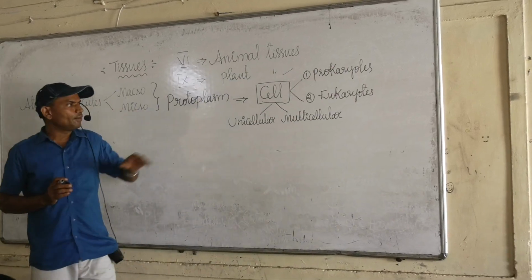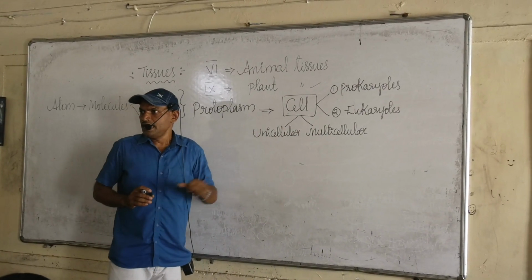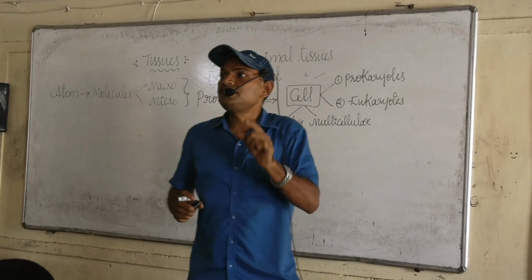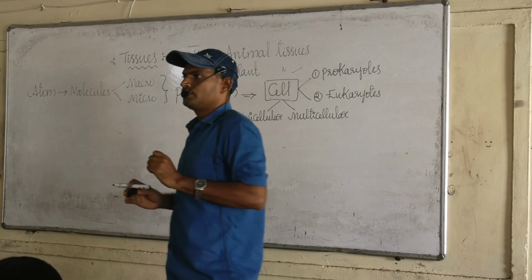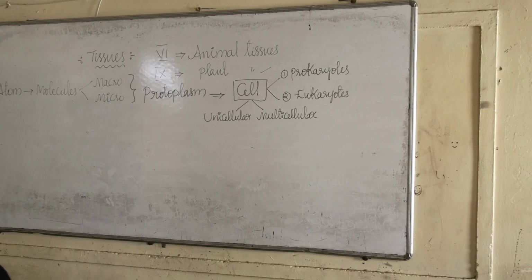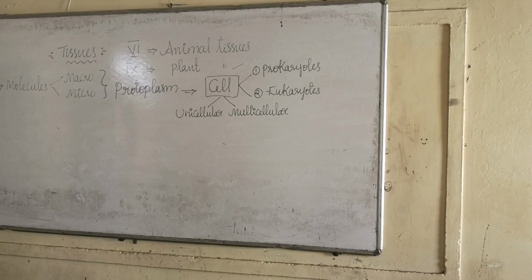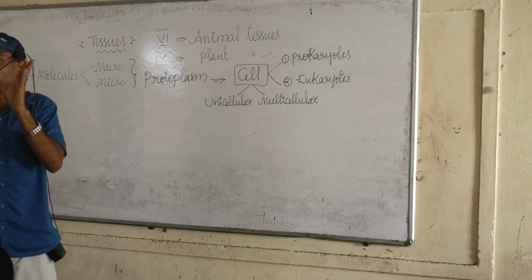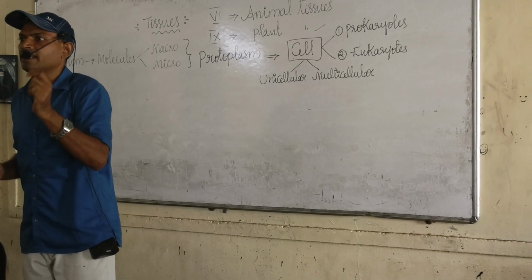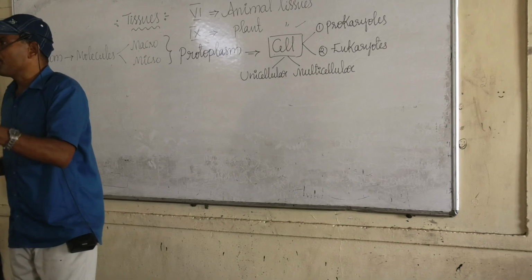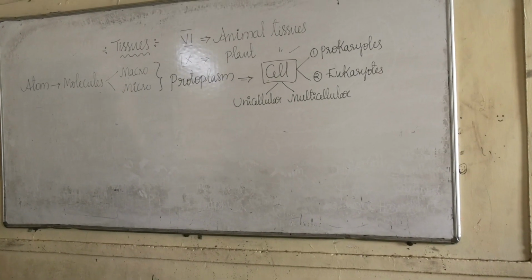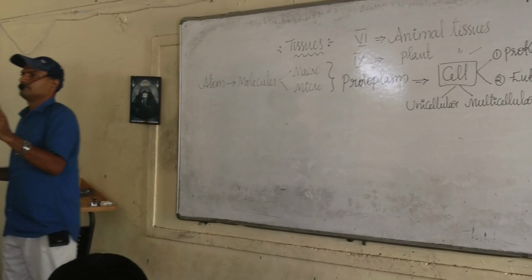Right. Now if we come to the multicellular organisms. In multicellular organisms, the cells which are similar in their structure, similar in their function, and similar in their origin. What are the 3 words? Same structure, same function, same origin.